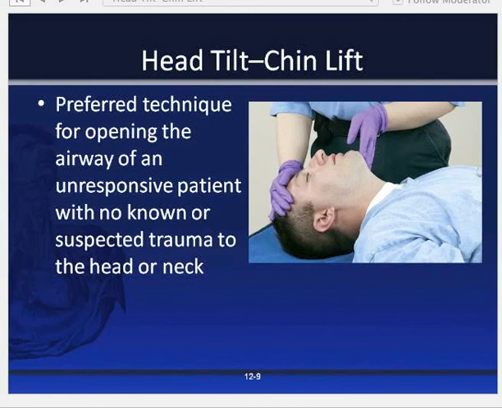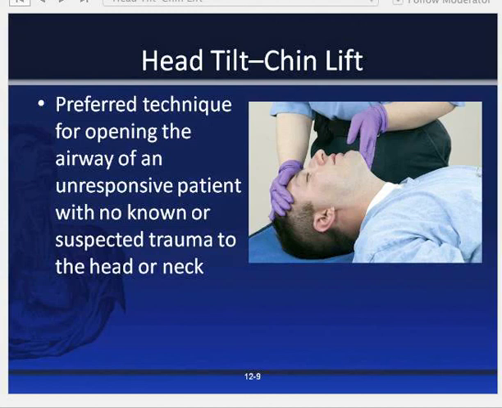To perform a head tilt chin lift, position the patient on his back. Place your hand closest to the patient's head on his forehead. Apply back pressure with your palm, gently tilting the patient's head backward. Place the fingers of your hand that is closest to the patient's feet under the bony part of his chin. Do not compress the soft tissue under the chin. Doing so can result in an airway obstruction. Lift the chin forward and support the jaw.